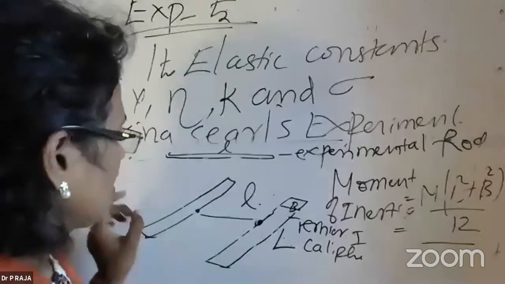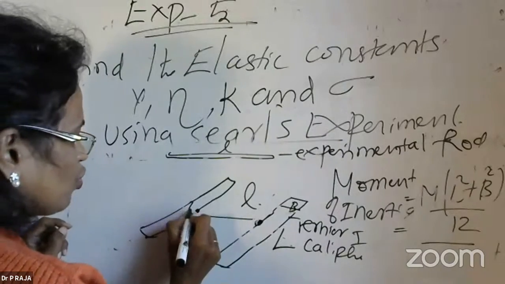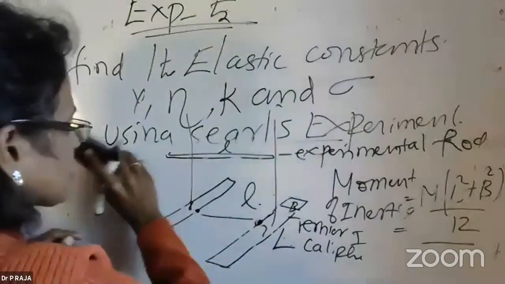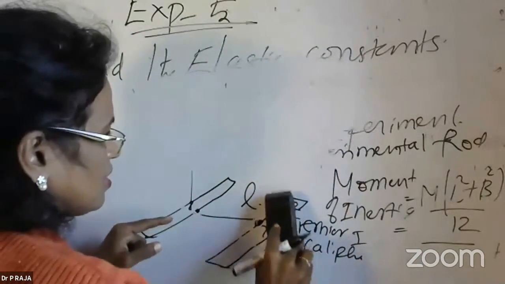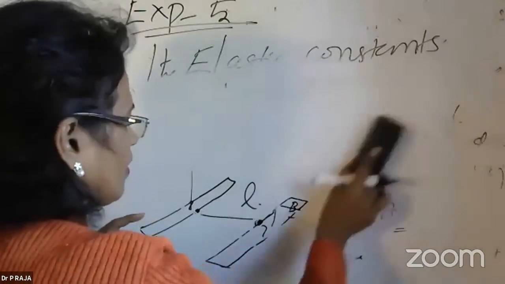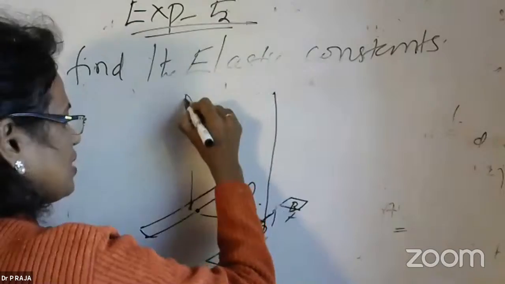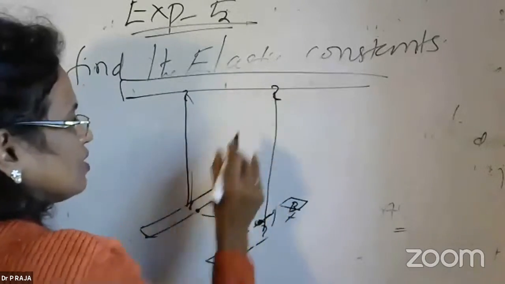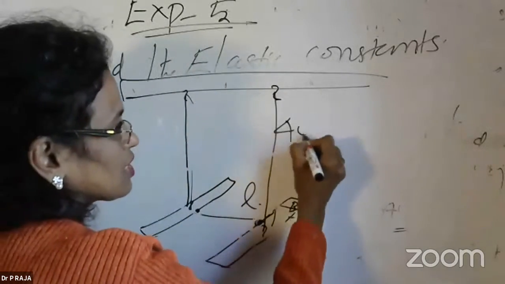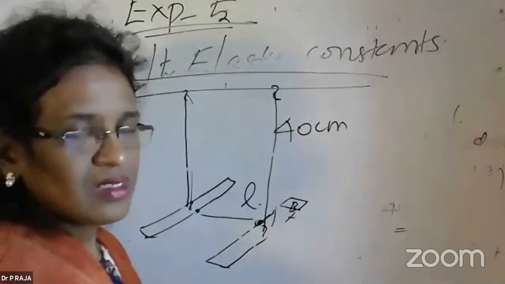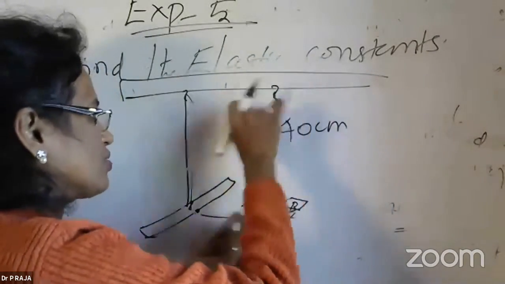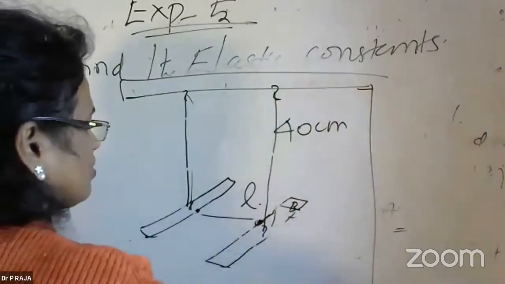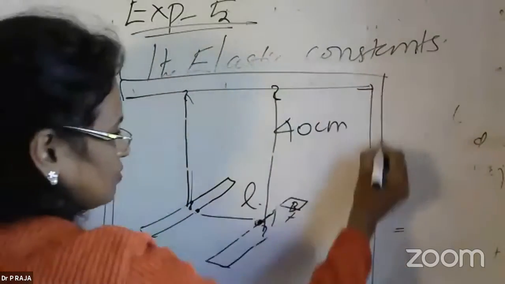Now after fixing this, there will be a hook over here, and you will fix it to a top stand. These two bars are suspended by an equal length onto a stand. There will be a hook over here. You will take approximately 40 centimeters of thin wire, thread. Actually, we will give you thread, so you will fix these two onto this, and this will be a fixed stand.